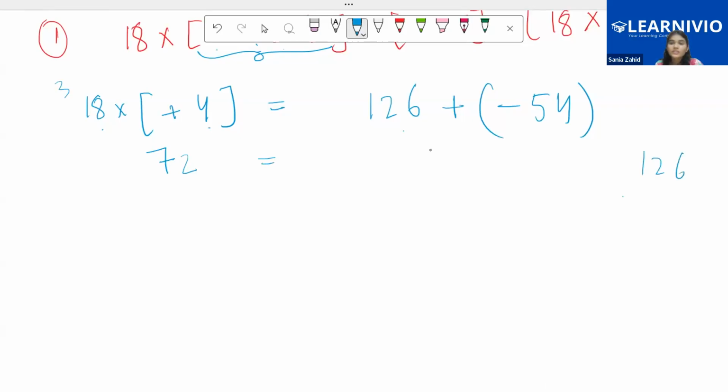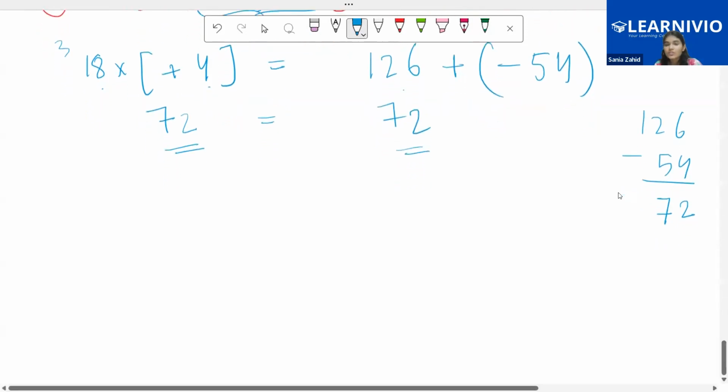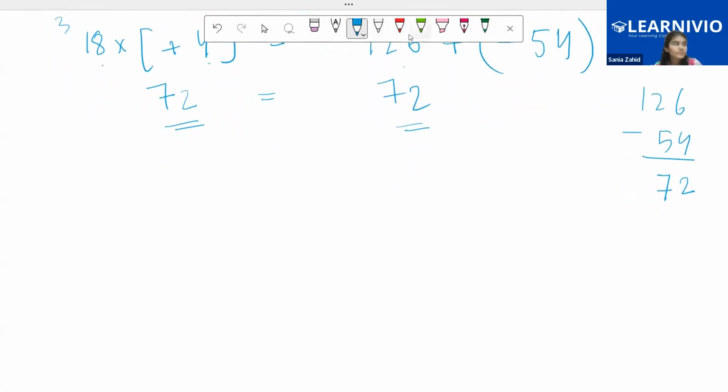So what is 126 minus 54? 6 minus 4, 2. 5 minus 2, 4, and 1. 72. Okay, so that's 72. Now if you look very carefully, 72 is equal to 72. You're getting the same answer on the left and right side, right? Yes.